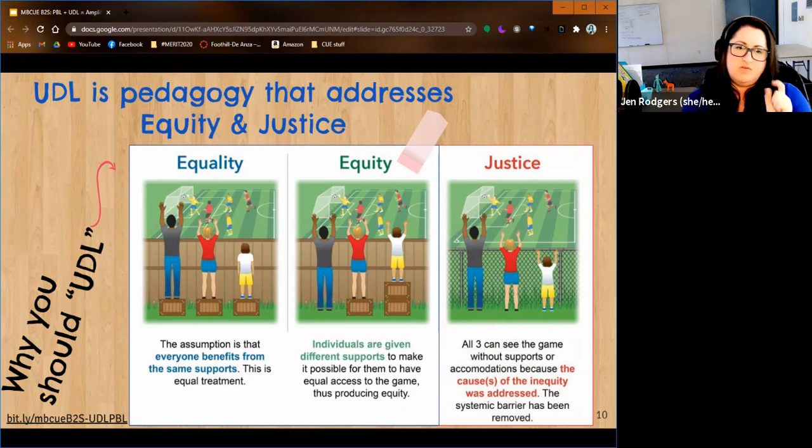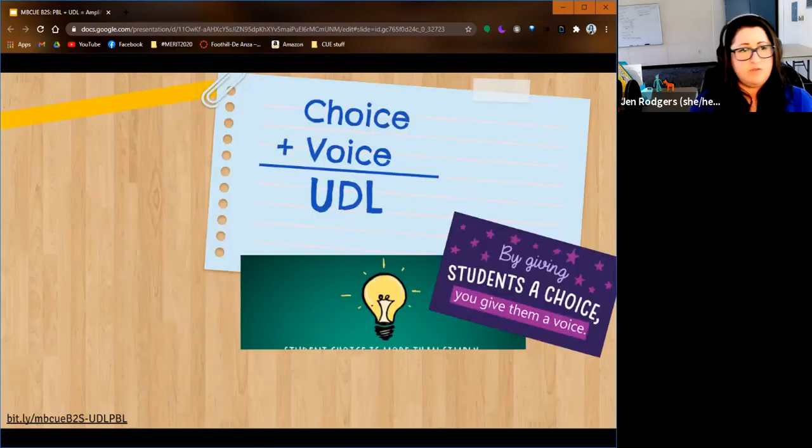I would actually argue that this picture could be even better by just removing the fence completely, so that the short little person in the yellow shorts doesn't have to look through the chain link. But still, at the very least, that barrier of the solid fence has been removed, and the inequity has been addressed without even the supports, because it doesn't exist anymore, right? I like that updated picture. UDL addresses a lot of this in the classroom by removing those barriers.